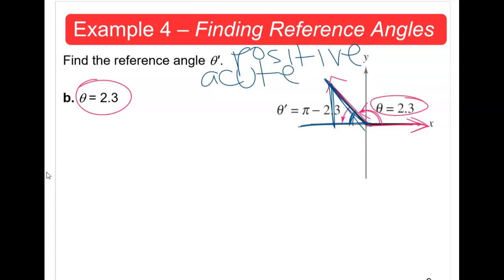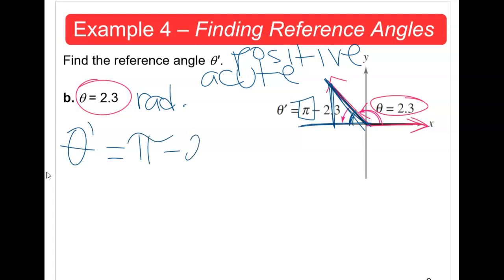Remember that since we do not have the symbol for degrees, 2.3 is already assumed to be radians. And so because of that, we're not using 180 degrees or 360 degrees. What we're going to use is pi. You could see it's already written there, but let's write it again. So it will be pi minus 2.3. And of course, for this one, you will use your calculator.